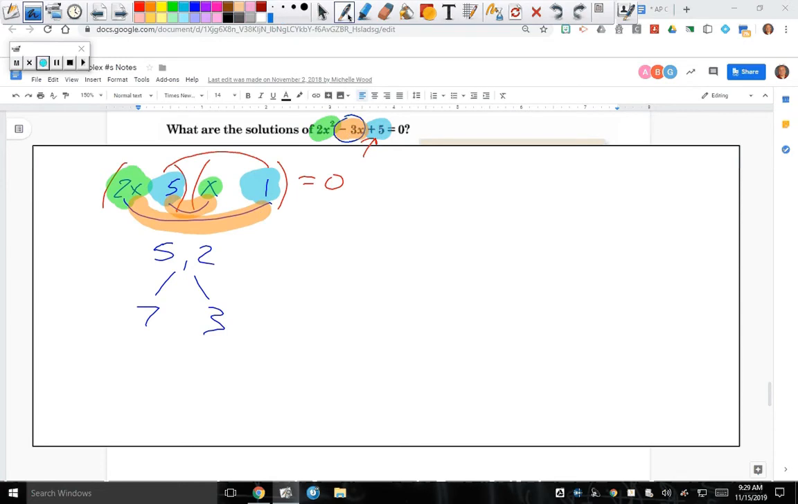So what should the 5 and 1 be? Positive or negative? Which one's positive? Which one's negative? -5, positive 1. So I will get -5 times positive 1, check. -5, positive 2. When I add them, it works. Oh, I didn't get the positive 5. My bad. I didn't get the positive 5.